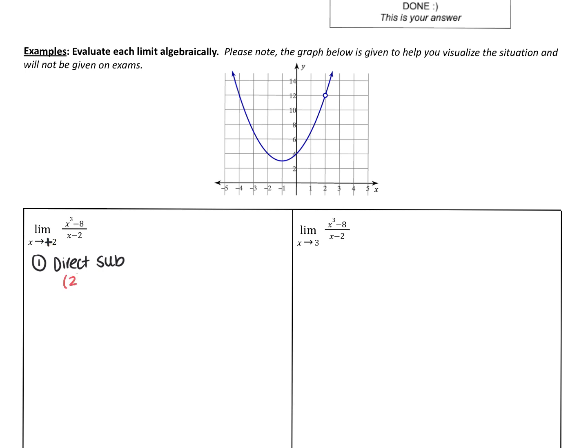So 2 to the third minus 8 over 2 minus 2. And we know the top, 2 to the third is 8. 8 minus 8 is 0. Bottom, 2 minus 2 is 0. So therefore, since we have 0/0, this means that there is a hole in our graph. And we can't take the limit in this form. This is actually called an indeterminate form. We can write that down. And we'll talk more about those different types of indeterminate forms, but for now, 0/0 means there's a hole in our graph. So the way around this is step 2.